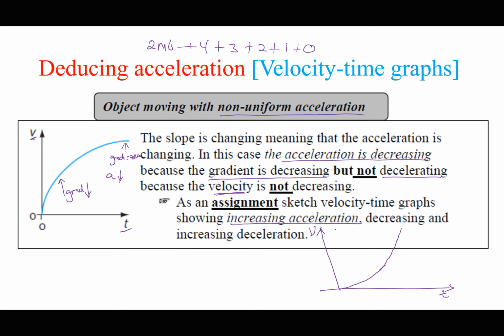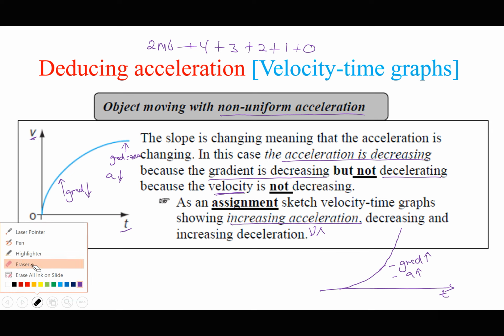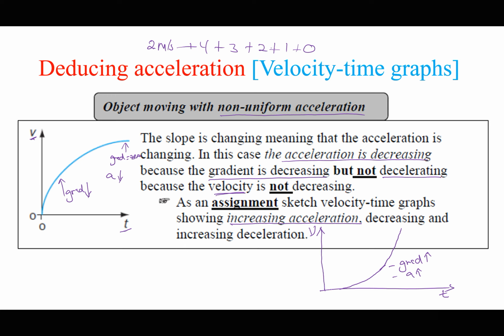So that is increasing acceleration. The gradient should be increasing. The gradient increases, which means the acceleration is increasing. I said when the line tends to becoming vertical, you should understand that it means the gradient is decreasing. So this is increasing gradient. Okay, so the graph should look somehow like that.